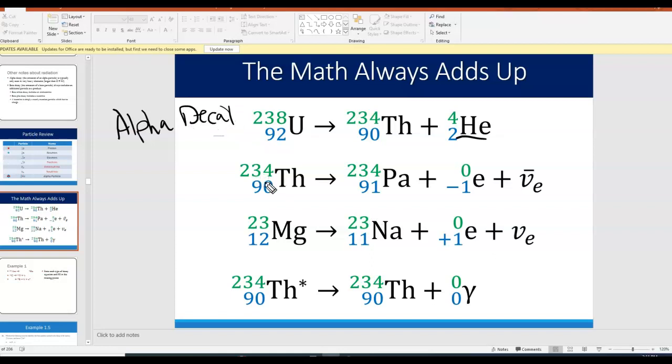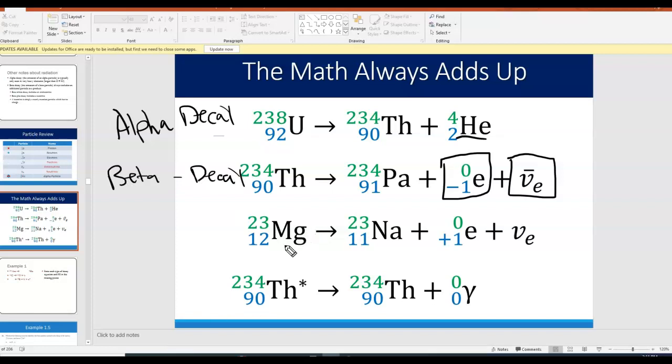Here you have thorium-234 undergoing radioactive decay and turning into palladium-234. This is beta minus decay. I can see right away this is an electron, aka a beta minus particle, and this is the corresponding antineutrino that has to be included for completeness. And so this is an example of beta minus decay.